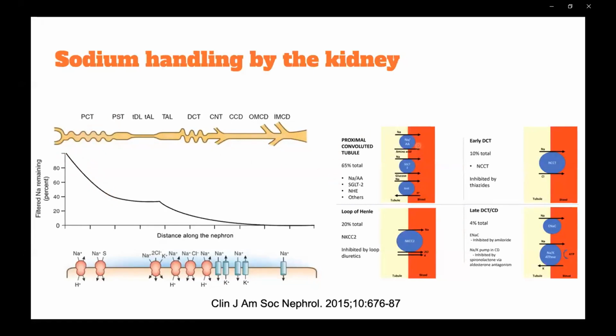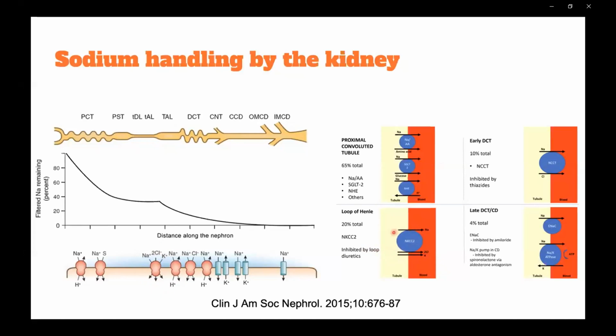This reabsorption happens through a lot of transporters, including the sodium amino acid transporters, SGLT2, the sodium glucose cotransporter, the sodium hydrogen exchanger, and so on. All these together contribute to about 65% of the absorption of sodium in the proximal convoluted tubule. Once the sodium goes beyond, here is the loop of Henle, the thin descending limb followed by the thin ascending limb followed by the thick ascending limb. The thick ascending limb is the site for the NKCC channels, which is where the loop diuretics act.